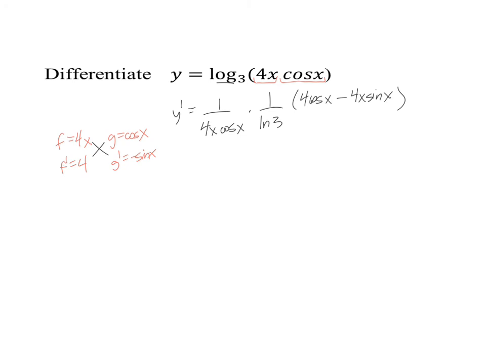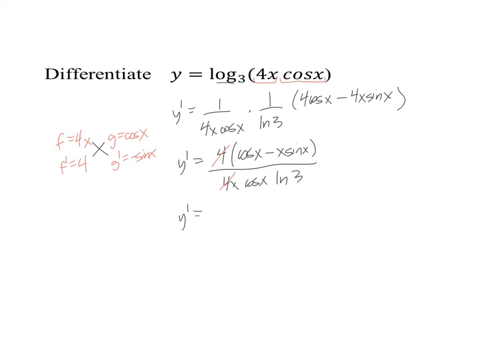Okay, so that's it for our derivative. Now let's just simplify it a little bit. Let's take out a 4 on the top, so we'd have 4 times cos x minus x sine x. And let's put our bottom stuff together, so you'd have 4x cos x ln 3. So you can see the 4's will cancel. That makes it fairly nice. And we could stop there, but we could also maybe do a little bit of other adjusting.